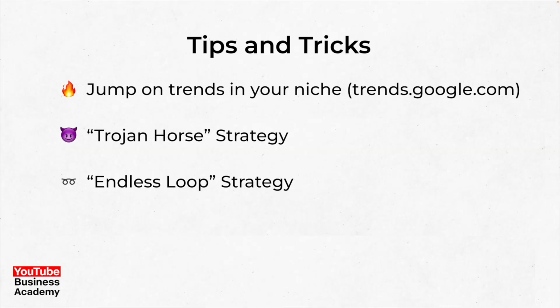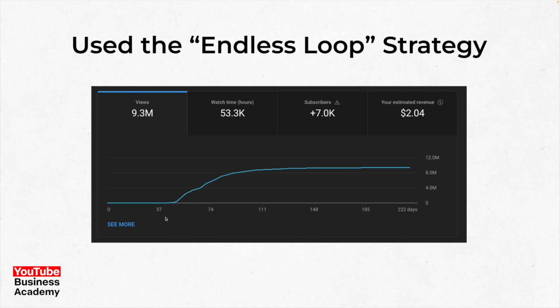The third strategy is the endless loop strategy. The endless loop strategy is when the end of the video ties in nicely with the beginning of it. So at the end, you can say something like, "and because of that," and the continuation of that sentence is going to be the start of the video. This is the Short where we used the endless loop strategy. You can see that after about 40 days, the Short got picked up and it grew to 9.3 million views after sitting there for over 40 days.